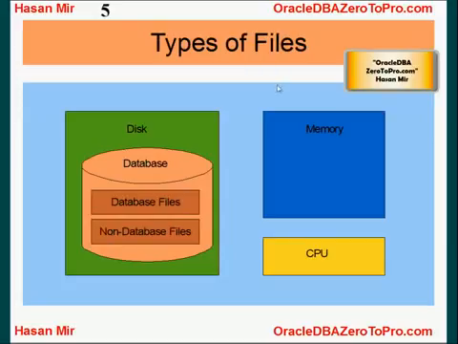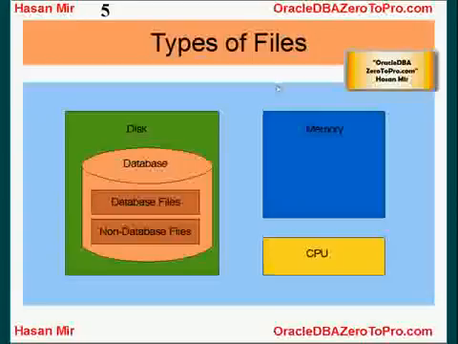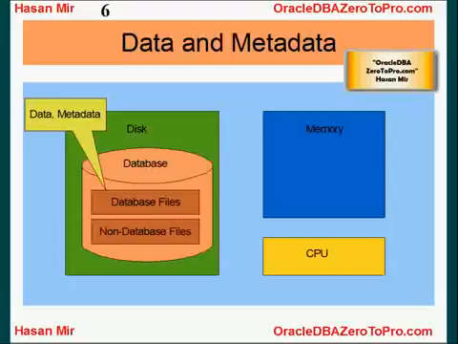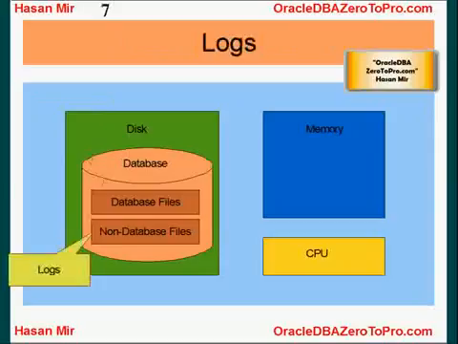What kind of files? There are two main types of files: database files and non-database files. There could be multiple database files and multiple non-database files. What is in the database files? Mainly the data, of course, and it also has metadata, which is data about the data structures. For example, table, column names, etc. Now, non-database files mainly contain logs of various types.